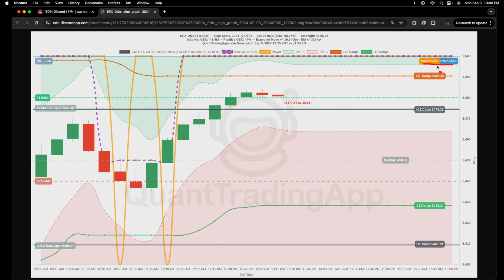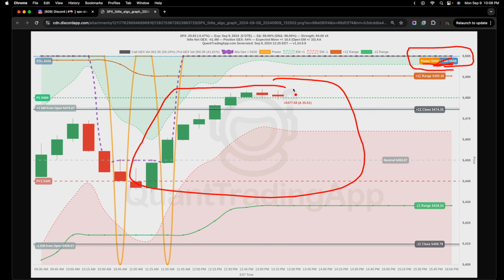The power strike, the absolute gamma strike, the max pain strike. We could have had Jerome Powell holding a press conference saying the market's going to 5,500, and you still have to ask yourself, is it a trade? That's good. What is the setup? What is the chart telling you? Is it worth the risk?